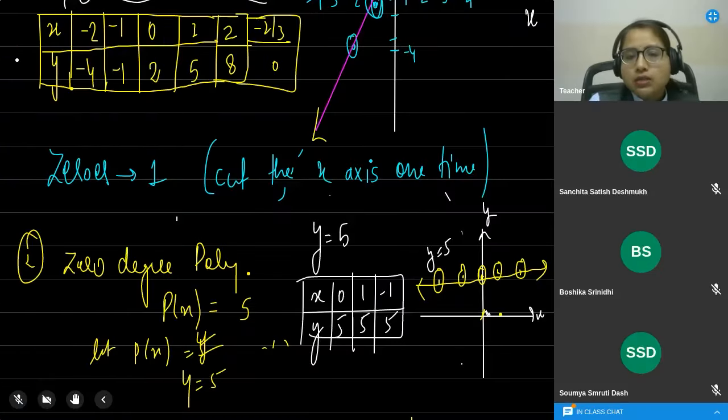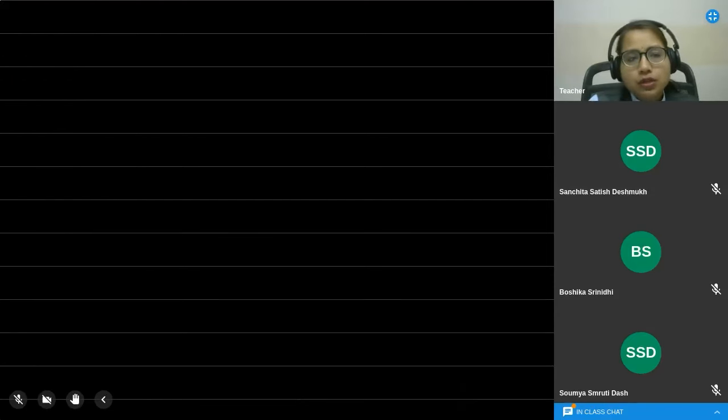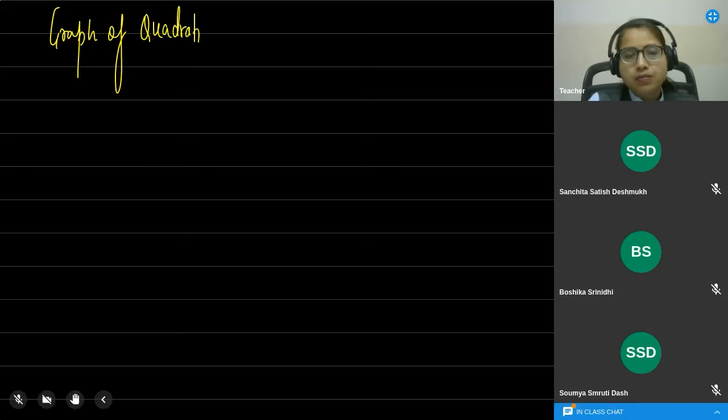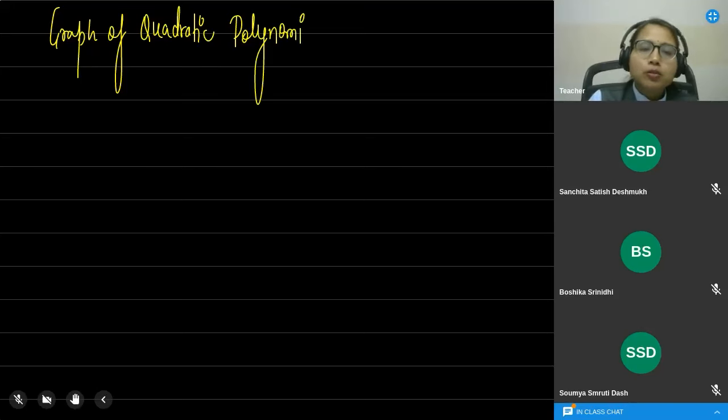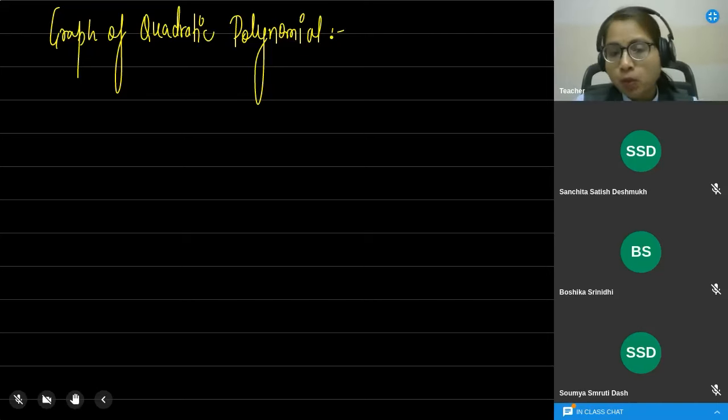So now let us talk about the graph of the quadratic polynomial. Just like a linear polynomial, we know that in a linear polynomial, only one solution is there. And that's why we are saying that there is only one zero, meaning it is cutting the x-axis at one point only.